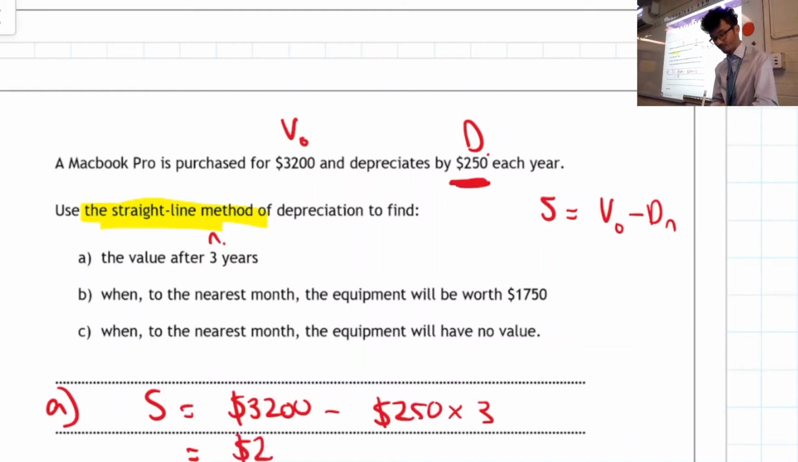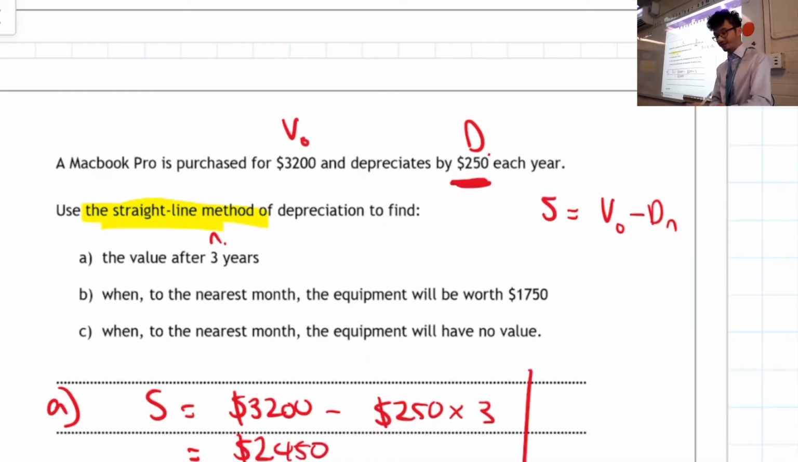$2,450, okay. Right. So that's the year 11 method of calculating this. We say that, okay, that's how much it's going to be worth after 3 years, right? If it decreases by 250 each time. What kind of different questions can they give you?